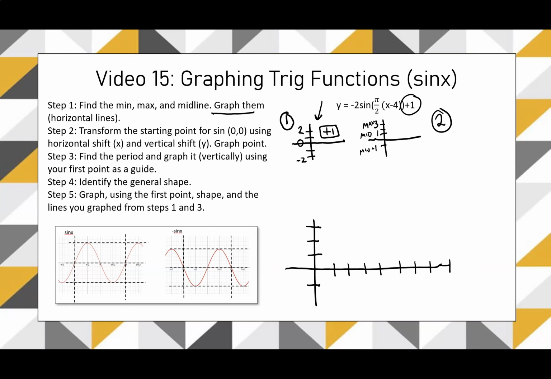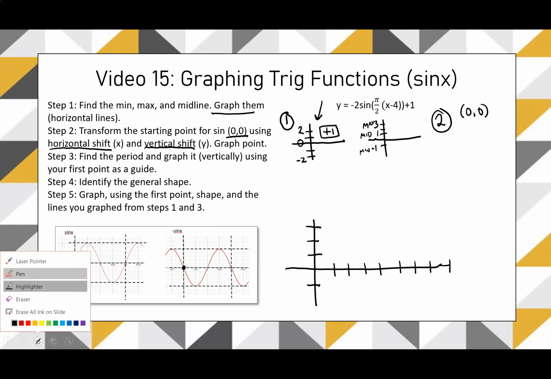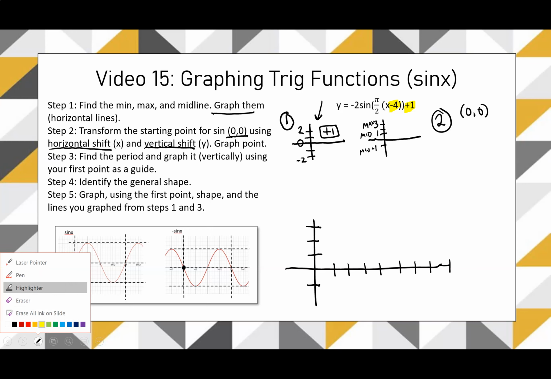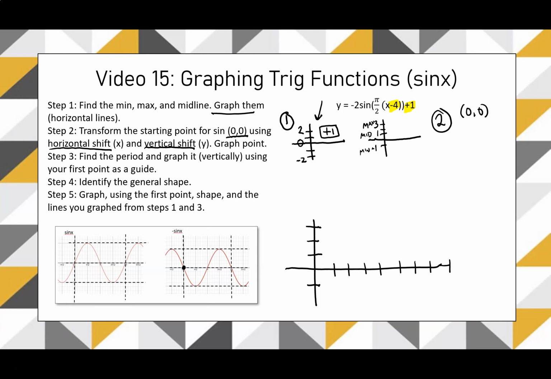So remember, the starting point for sine is always at 0, 0. And so what we need to do is now use the horizontal shift and the vertical shift to change where our starting point is going to be. So usually our starting point is at 0, 0 for sine. But notice here we've got a -4 and a +1. Well, actually, what does that -4 do? Think carefully. Yeah, that -4 actually pluses 4, right? We're actually going to the right 4. So you always want to do the opposite of this. That -4 becomes a +4.